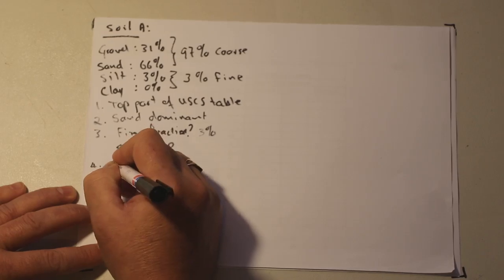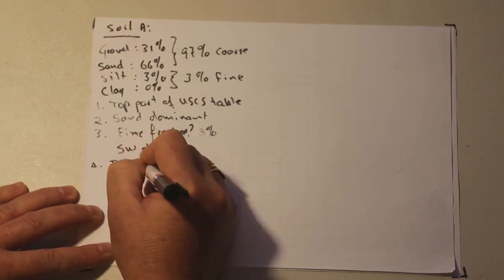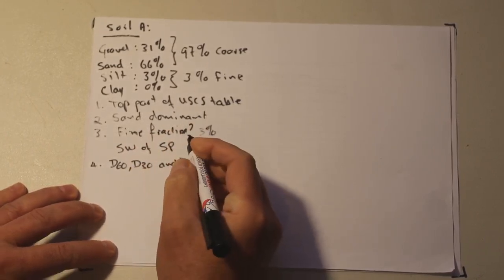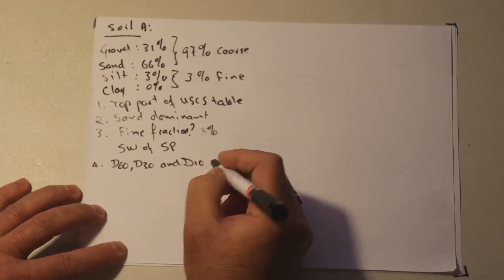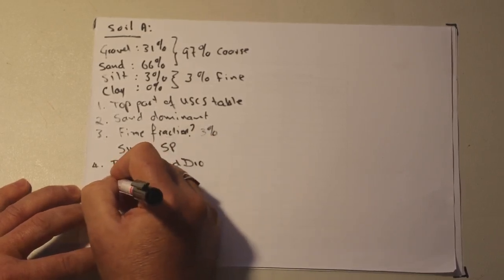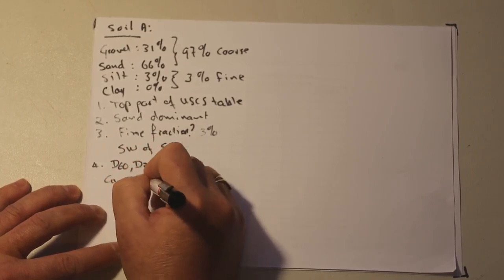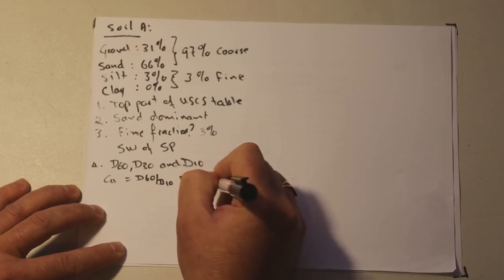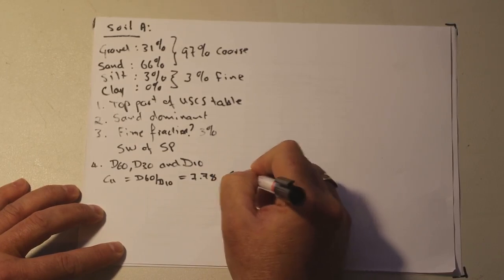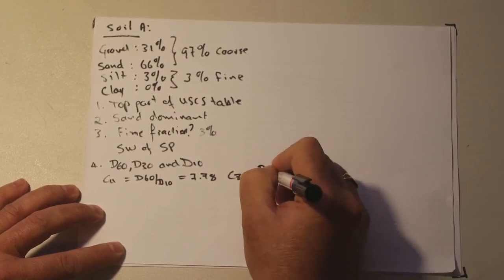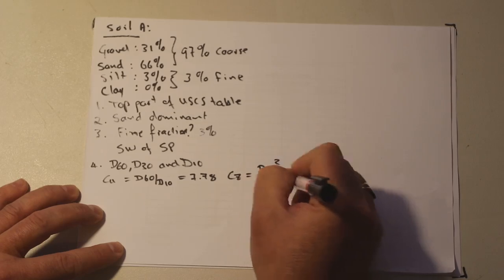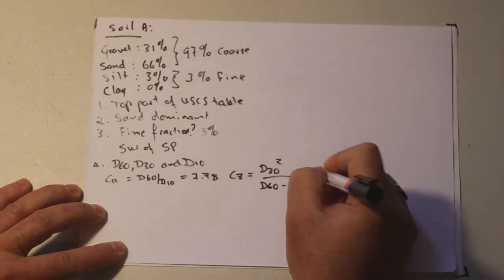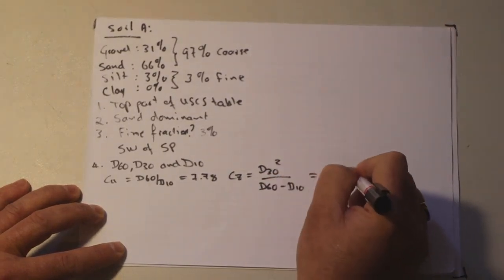So if we calculate D60, D30 and D10 as per the definitions on the distribution curve to determine CU, which is D60 over D10, that gives us a value of 7.78, and CZ is defined as D30 squared divided by D60 times D10, and that gives us a value of 0.992.